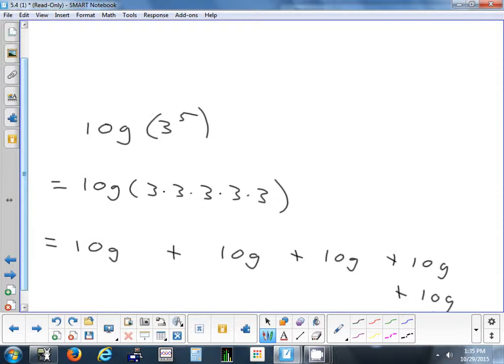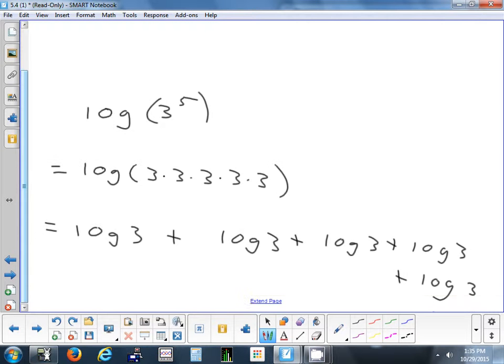What's the argument of my first log? 3. Second one? 3. Yeah, they're all 3. Now, I have log 3 plus log 3 5 times. How many log 3s do I have? I have 5 log 3s. That's why you can just take the exponent and put it in front. So we're not going to go through this again. From now on, we'll just take the exponent and put it in front, but that's the reason why. It's just rule 1 extended.